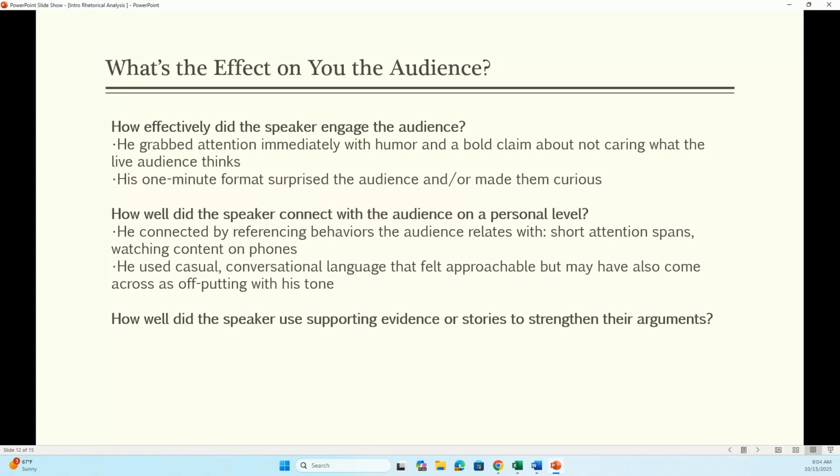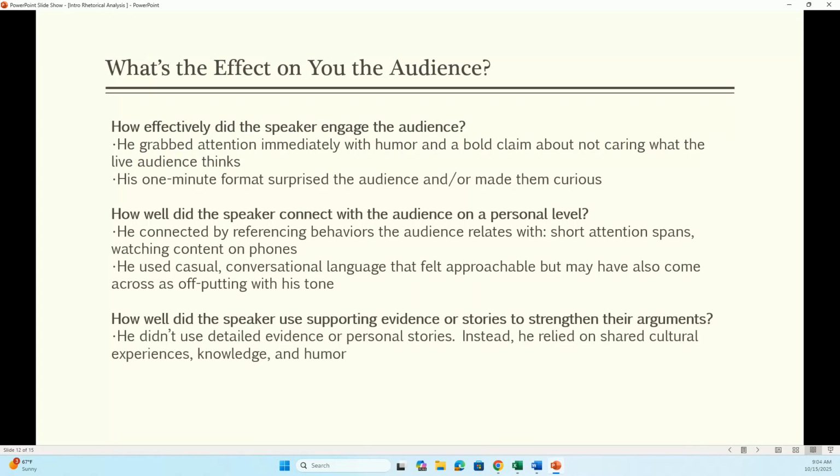How well did the speaker use supporting evidence or stories to strengthen the argument? Well, he didn't really use detailed evidence or personal stories because there wasn't time. So he kind of put all the money on the shared cultural experiences, the knowledge, and the humor. Those were his, quote, text moves that he was using to engage the audience, right? So he bet it all on that. And yeah, it came through like a TED Talk, but it was short and attention friendly, is how I would put it.